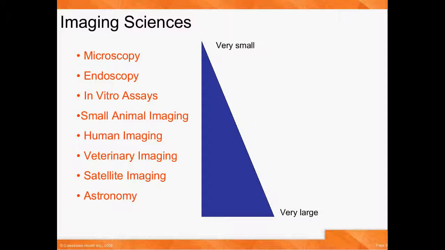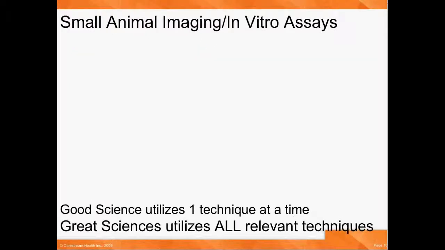The imaging sciences range from microscopy at the very small to astronomy at the very large. These sciences are all united by the fact that you're detecting an optical signal over a camera noise background. We're going to focus today on in vitro assays and primarily small animal imaging. With small animal imaging and in vitro assays, you're doing great science.